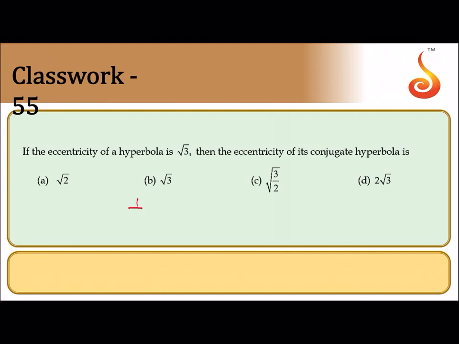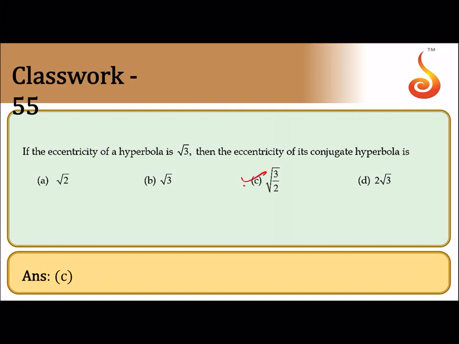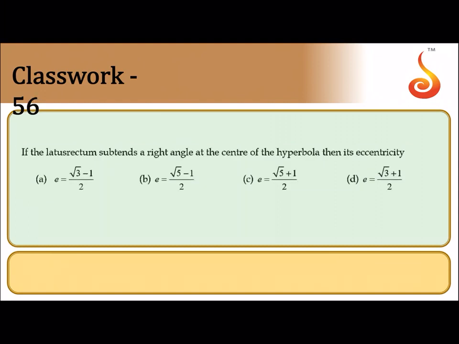The eccentricity of a hyperbola is root 3, and the eccentricity of the conjugate hyperbola? You know the formula: 1 by e1 square plus 1 by e2 square is equal to 1. They gave you e1 as root 3, and you have to calculate e2. That you can calculate. Conjugate hyperbolas. So you get option C is correct, since 1 by e1 square plus 1 by e2 square is equal to 1.